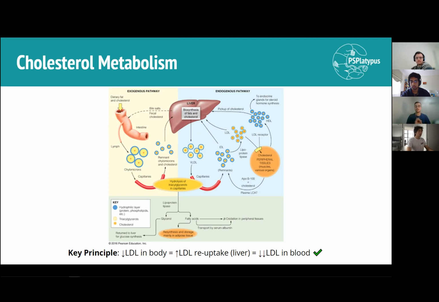One, we can actually increase reuptake by the liver. So if your liver is taking up more of those HDL, LDL, IDL apolipoproteins, it's going to be able to then take up more cholesterol with it. Second thing we can do is increase the removal from the body.